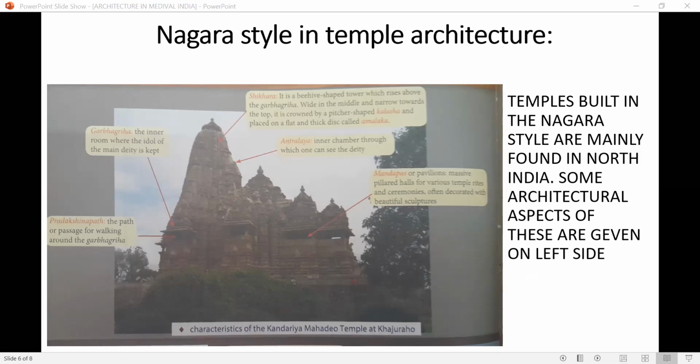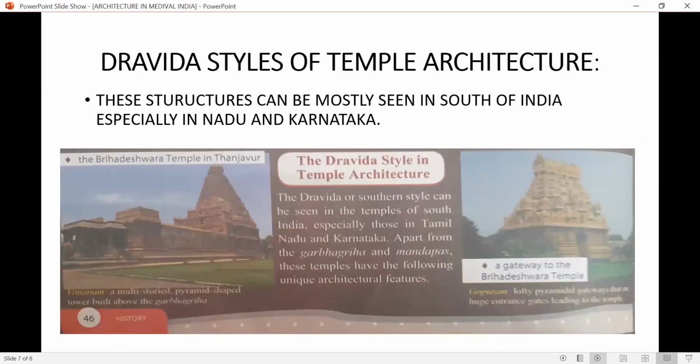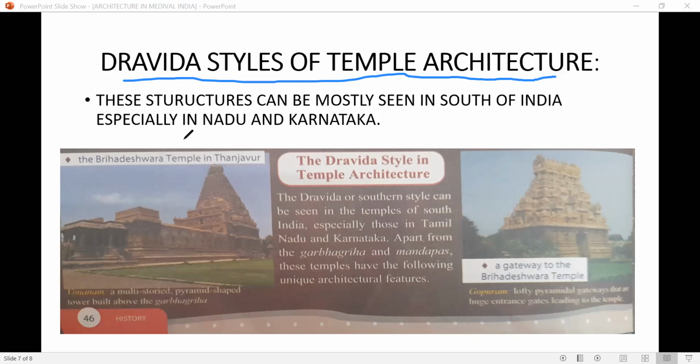Let's go to the second style, which is easy peasy, the Dravida style of temple architecture. Dravida style is also very easy, like the previous style which we learned. It is mostly found in South India, especially in Tamil Nadu and Karnataka. So the Dravida style is mostly found in the southern regions.